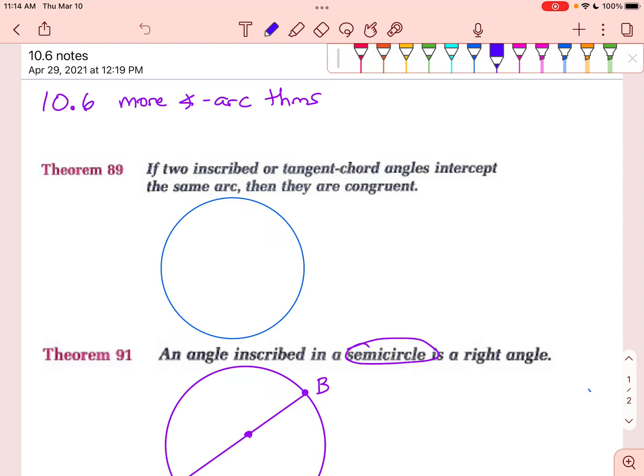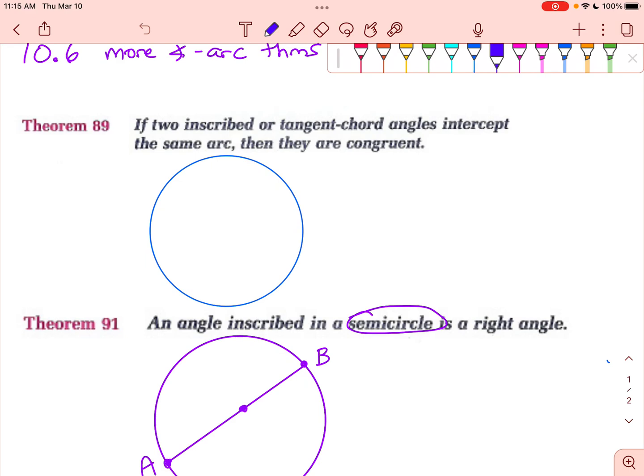Okay, so today we are working on 10.6, and we're just going to be talking about more angle arc theorems. So Theorem 89: if two inscribed or tangent chord angles intercept the same arc, then they are congruent. So this is what it means.